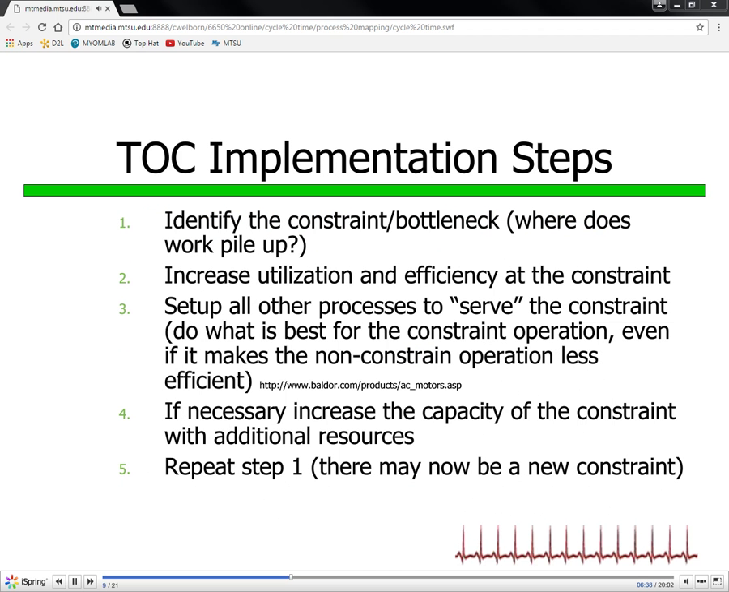So here are our steps for the theory of constraints. Identify the constraint or the bottleneck. Where does the work pile up? That's the first thing: you've got to recognize where in your process a bottleneck is occurring, or what step it is.